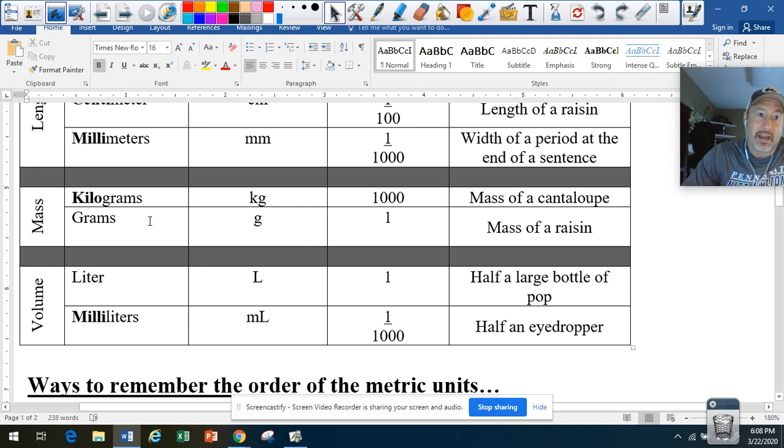And then we deal with our grams. We're dealing with something that's very small. That unit abbreviation is g. Think of that as our base, that's our 1. And then basically we're dealing with the mass of a raisin.